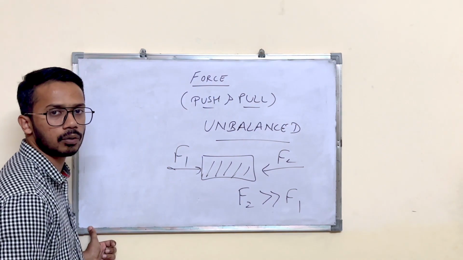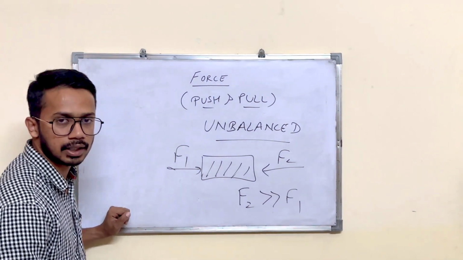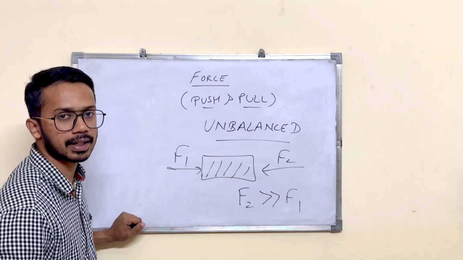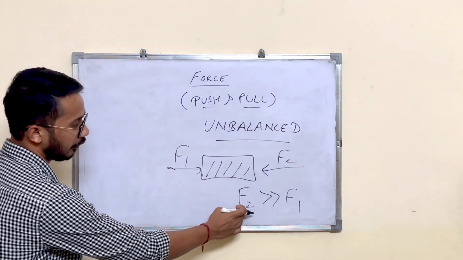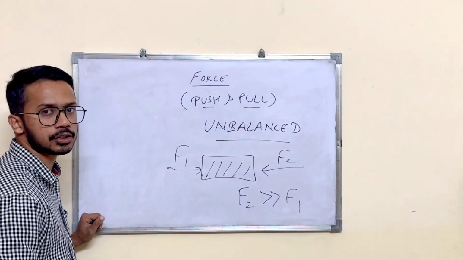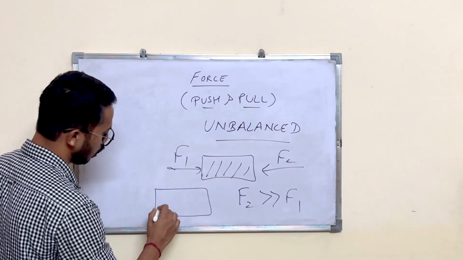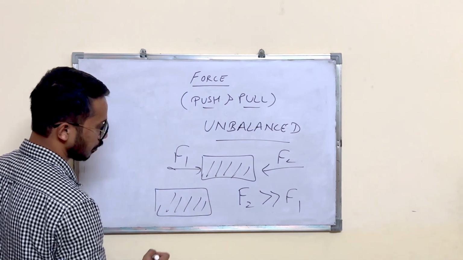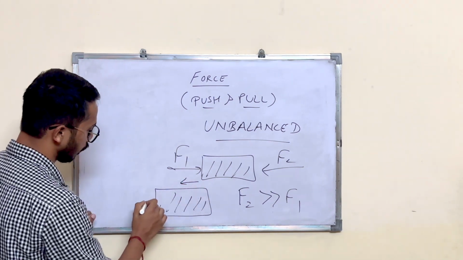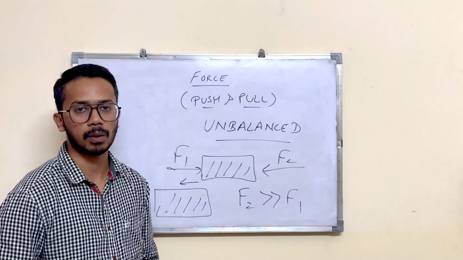So what do you expect now? We expect a motion here. Motion in which direction? The direction in which more force has been exerted. As you can see, F2 is greater than F1, so the object will start moving in the direction of F2. So you are thinking it right. This will be the new position, and it will just keep on shifting as long as this F2 force is acting on the object.